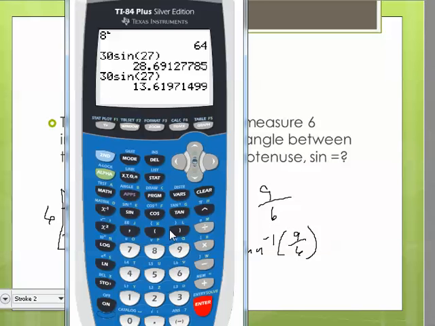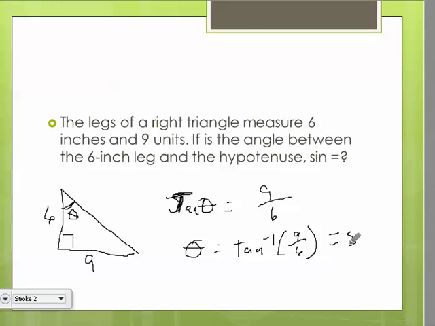We just come to our calculator. We press second, tan, 9 divided by 6. And what we'll get is a degree measurement of 56.3 degrees. Okay?